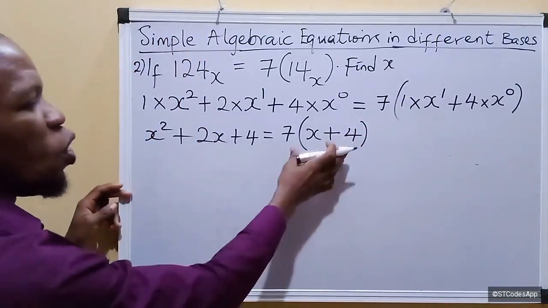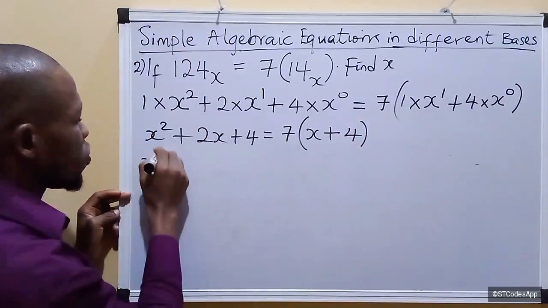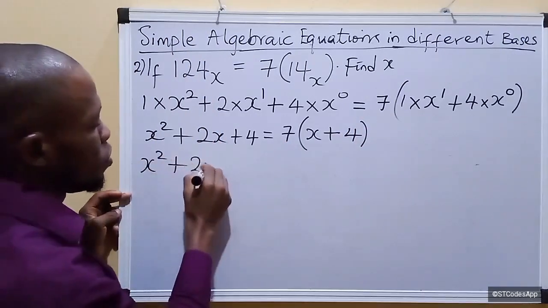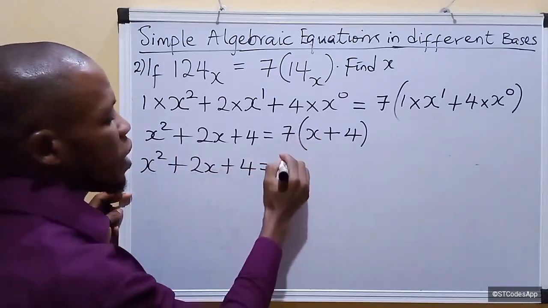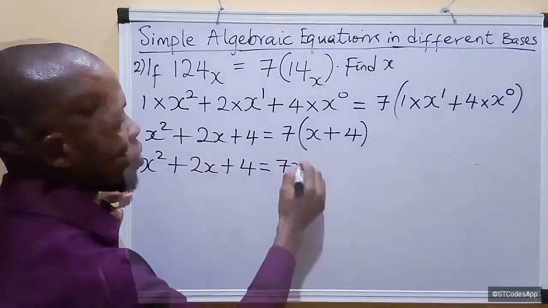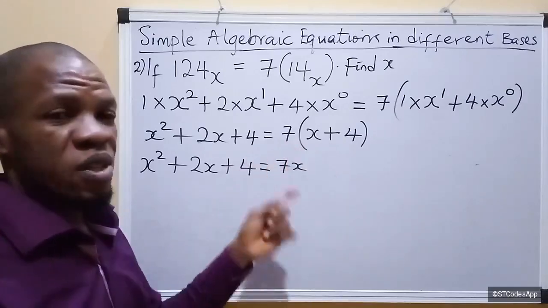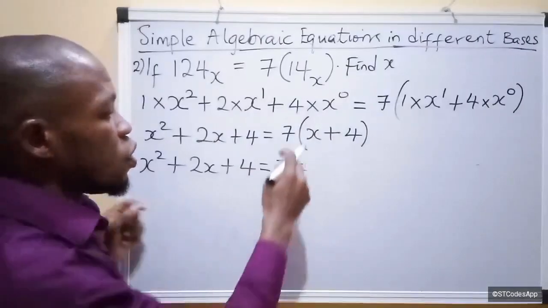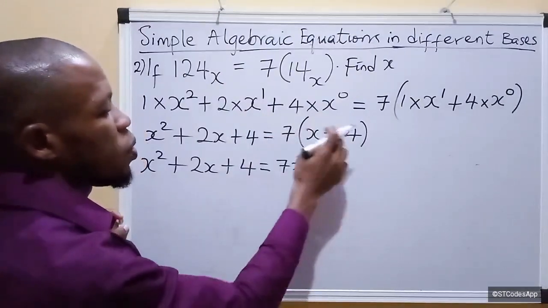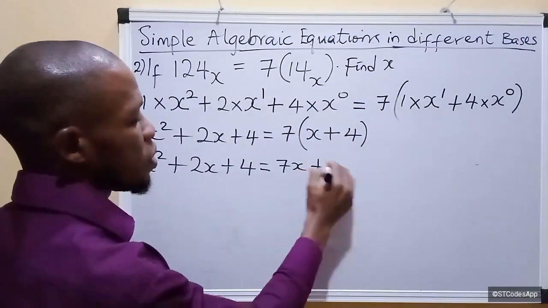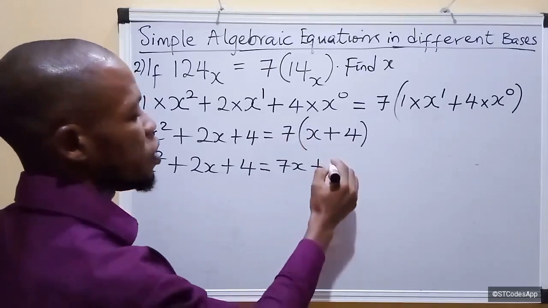Now at this point, we are going to open the bracket on the right hand side. So we are going to have x squared plus 2x plus 4 equal to 7 times x is 7x. Remember, when we expand by opening the bracket, we consider the sign of each term. So here 7 is positive and 4 is positive. So plus times plus gives us plus. So we have 7 times 4 is 28.